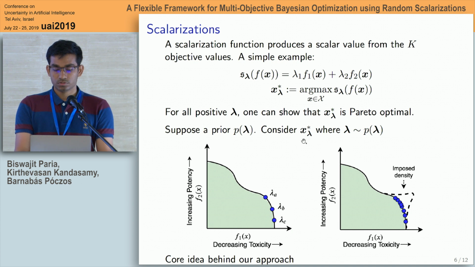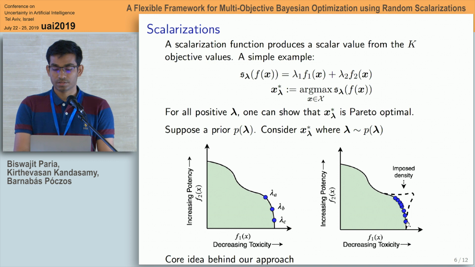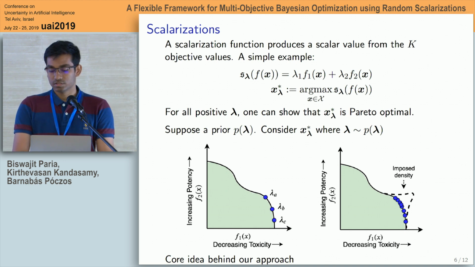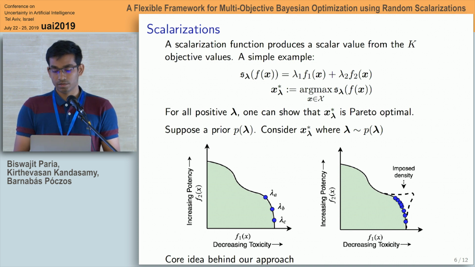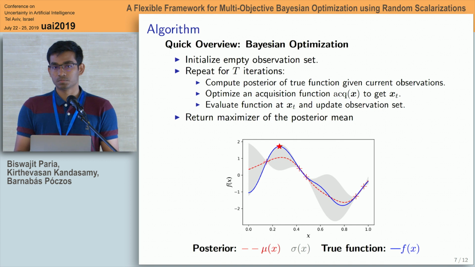Now, suppose you have a prior over lambda. Then this variable x star lambda is now a random variable, and this in turn imposes a probability distribution on the Pareto front. The probability distribution is shown using the dotted lines, and the samples are shown using the blue circles. This is the core idea behind our approach. So the user chooses the scalarization function and the prior distribution, and this is how they control which region to sample from.